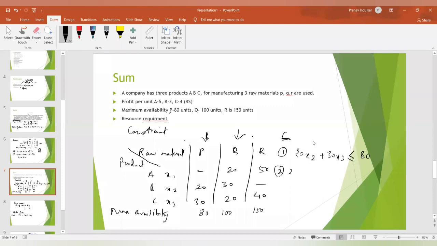Second equation, 20x1 plus 30x2 plus 20x3 less than or equal to 100. Third equation, 50x1 plus 40x3 less than or equal to 150, x1, x2, x3 less than or equal to 0. Now this is non-negativity, the last part what we are writing, it says that answer अपना नेगेटिव में नहीं आ सकता.